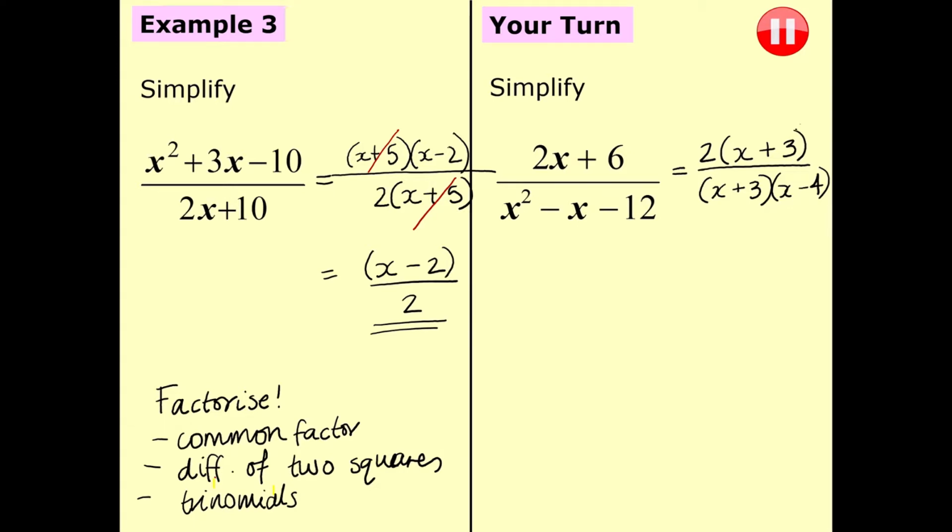And then what's happened quite nicely is same brackets top and bottom, so we can cancel those out. So you should be left with 2 over x plus 4. So well done if you got that.